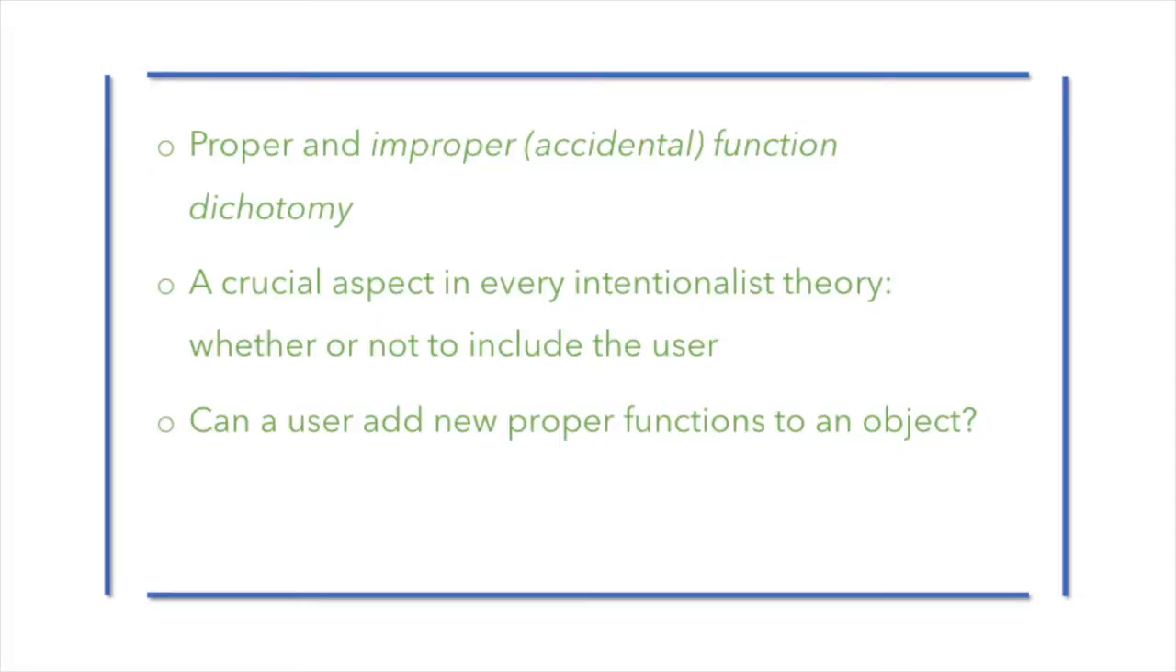Although a crucial factor in any function theory is to decide on whether or not to consider significant how the user treats the object, because that's sometimes the opposite of what the designer wanted to achieve. And this is a common problem actually with intentionalist function theories, whether or not to include the user's intention or to what extent both the designer's and the user's intention will make a difference in the artifact's proper function. If the user adds new functions now and then to an object, for instance, practical purposes or symbolic meanings, that has to be covered in the proper and improper dichotomy as well.